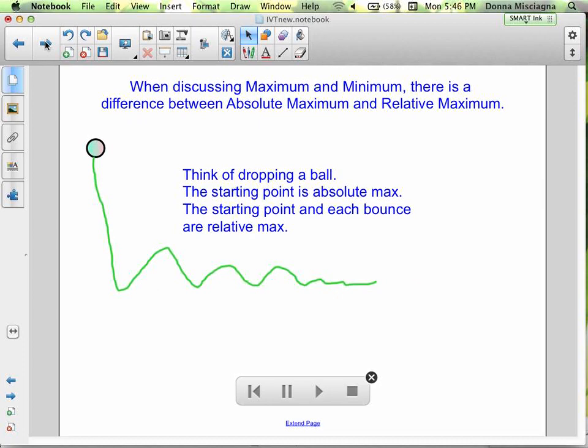So think of dropping a ball. The starting point is the absolute maximum. The starting point and each bounce are relative maximums. Right? So the bounce is going to be the highest thing in an area, and then the starting point is an absolute max or global max. It's the highest value of all for a particular function here.